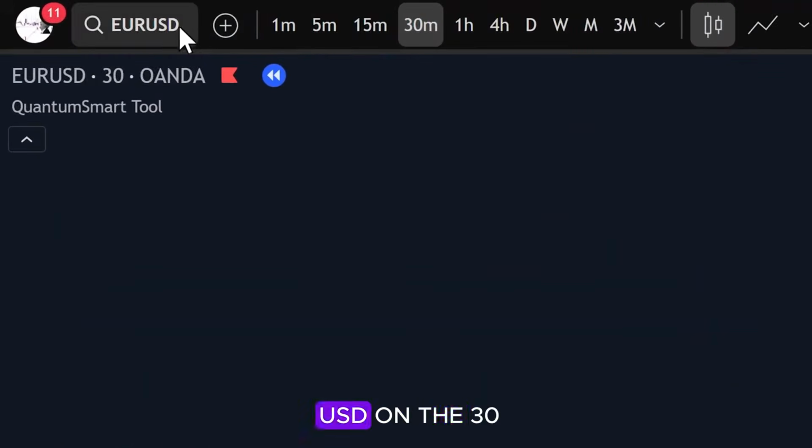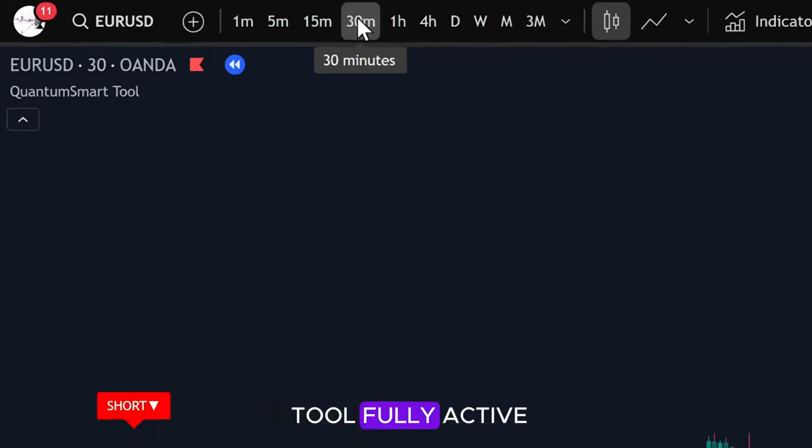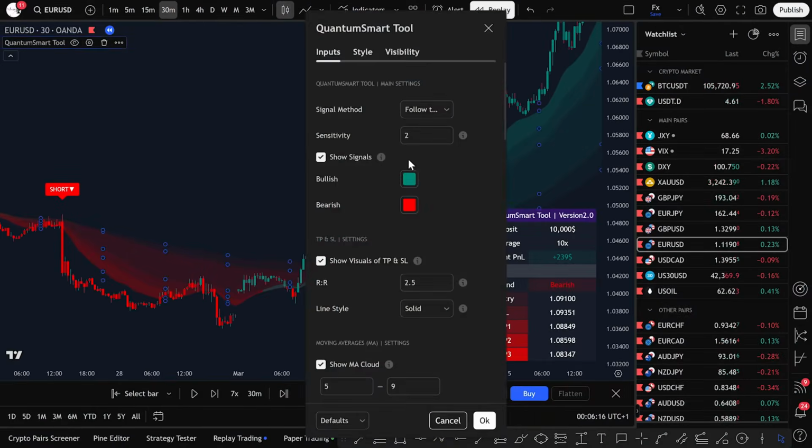Alright, let's dive into the chart. We're looking at Euro USD on the 30-minute time frame with the Quantum Smart tool fully active. Let's start by opening the indicator settings.